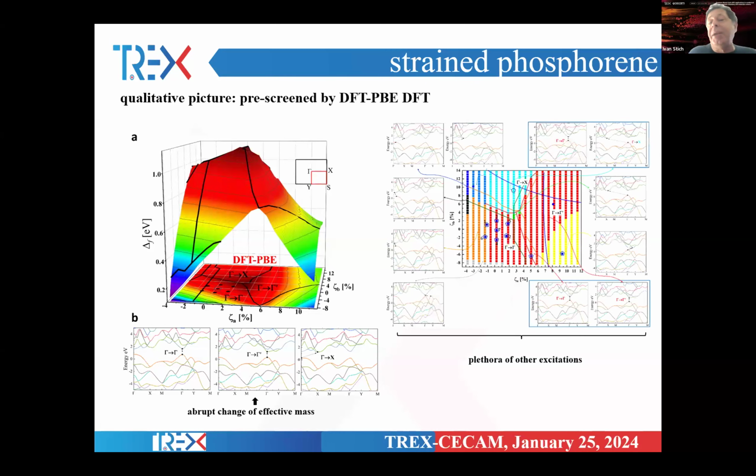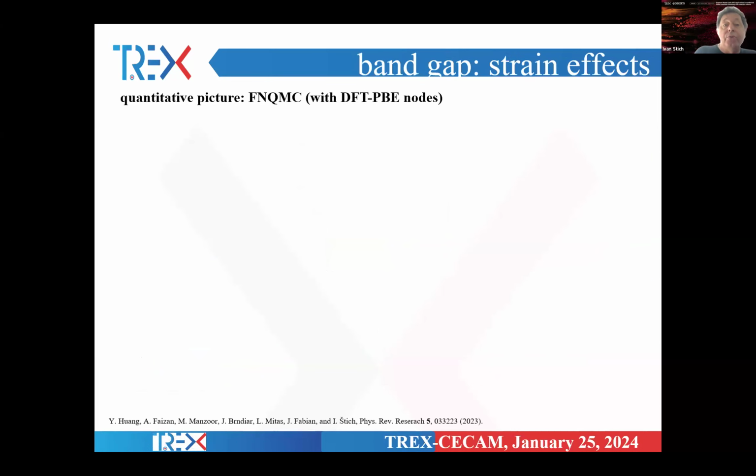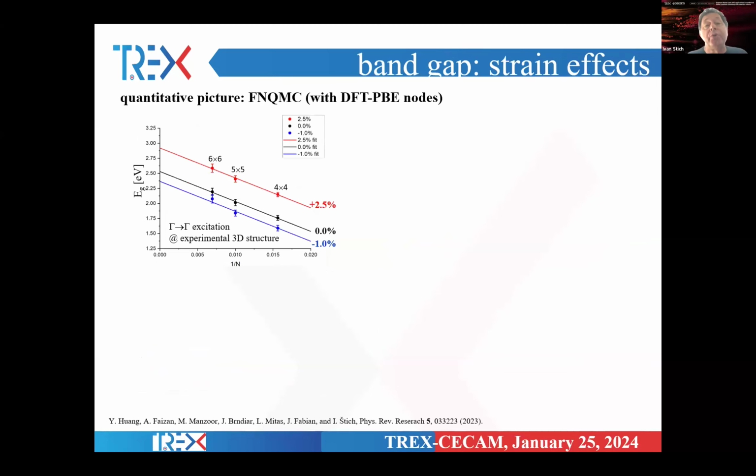Okay, so there is a plethora of other excitations here, but I will only be talking about these boundaries between gamma and gamma prime and gamma and X. I will outline them by QMC. So let me now talk about the QMC calculations. These are very early calculations here. First you can see I apply a tensile strain of 2.5% and a compressive strain of -1%.